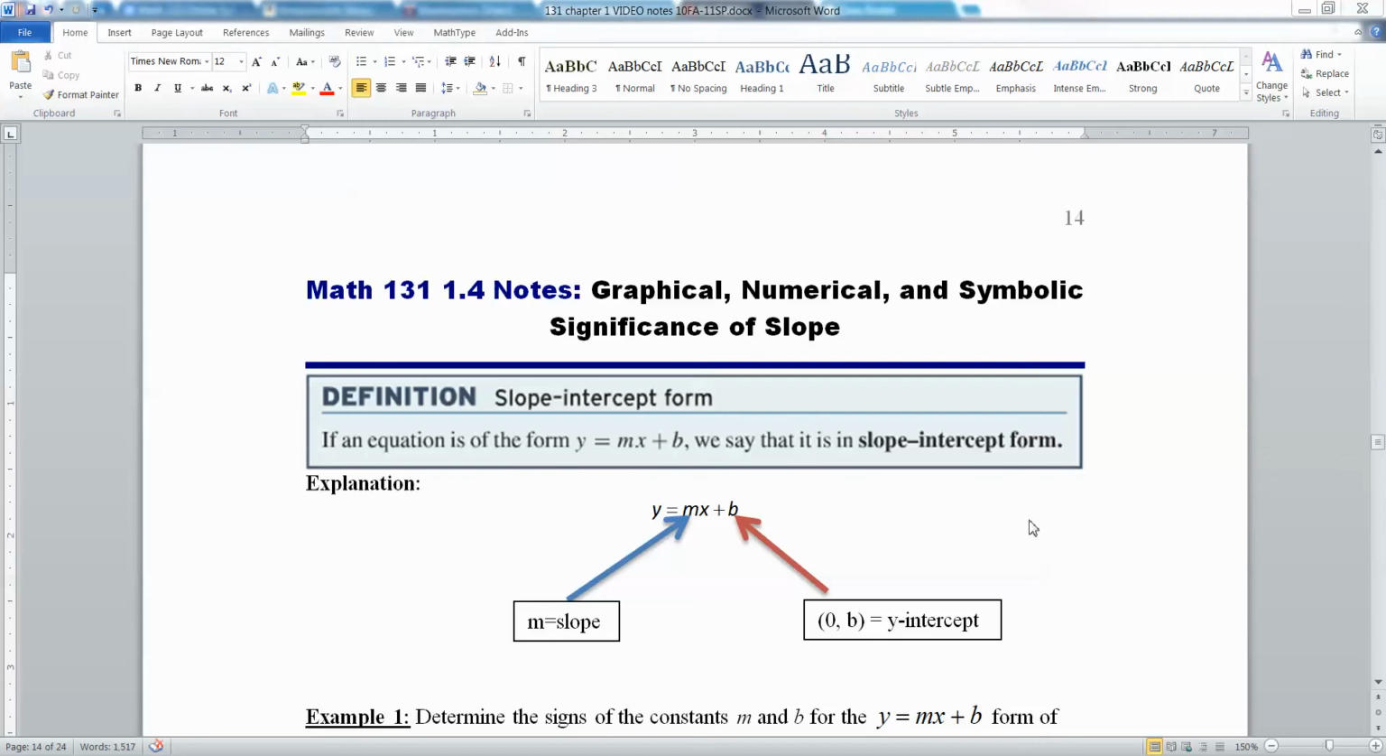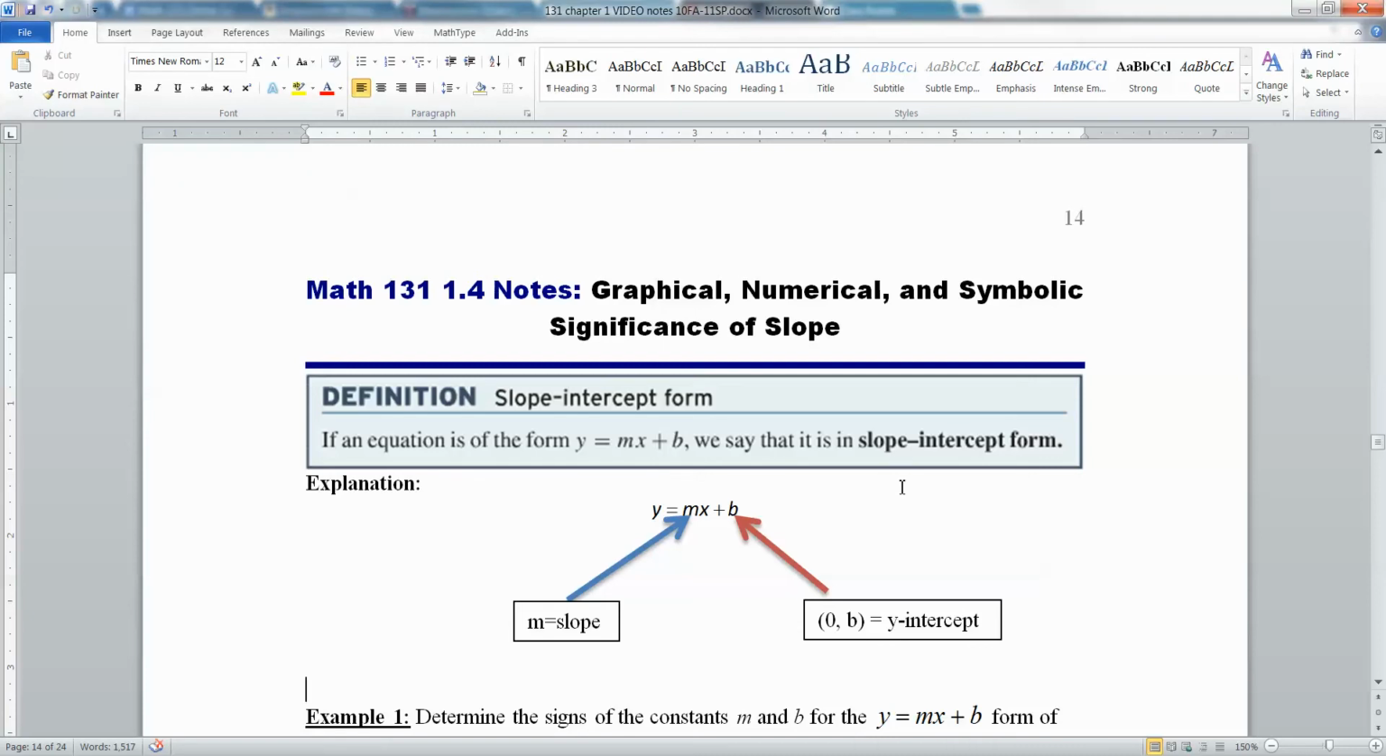All right, now let's head into section 1.4, which is really going to get at the meat of slope. Slope is going to be interpreted a lot of different ways. We're going to interpret it graphically, i.e. with a graph picture. Numerically, that's going to be with a table. And then symbolically, which is kind of what you're used to, m equals 2.